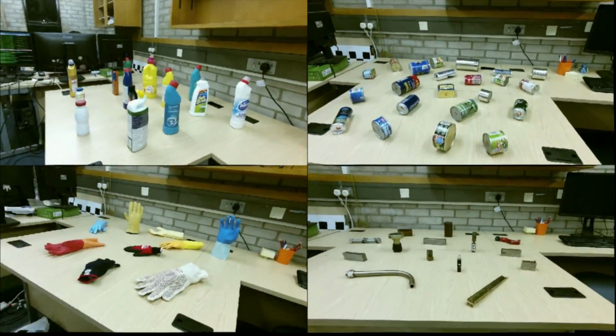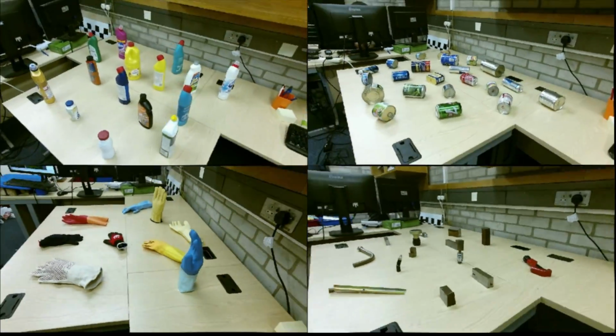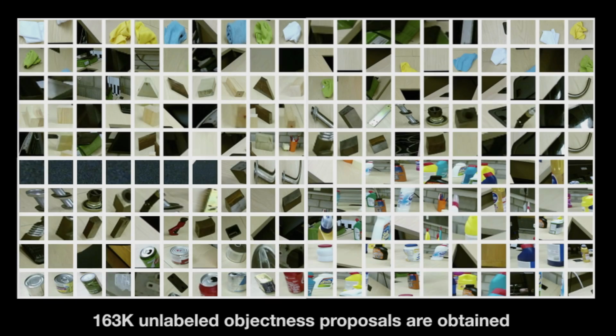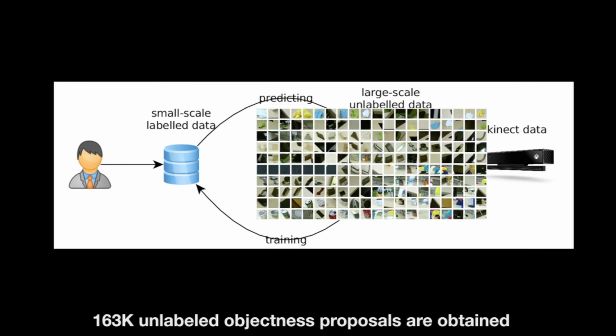Our training data is unlabeled RGBD videos. We run a 3D-based detector to get large-scale object proposals. We captured 23 videos for training, and 163K unlabeled examples are obtained. Then we labeled very few examples manually.